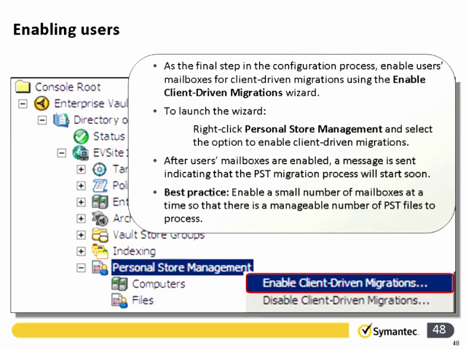To enable the users, you go into the Enterprise Vault Administration Console, into the directory, the Enterprise Vault site, navigate down to Personal Store Management, and then right-click on Personal Store Management. You'll see that you have the option to either enable or disable the client-driven migrations. It'll take you through a wizard to allow you to choose which particular mailboxes you wish to enable for client-driven migration. Once you've enabled them, you also have the option to run the disable client-driven migrations for the people you do not wish to continue. A best practice note here is that you may want to enable just small groups of users until after they've migrated their PST files, so you don't have one big surge of everybody trying to do it at the same time.